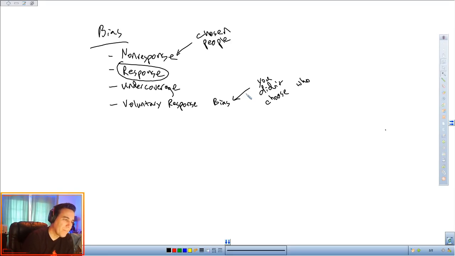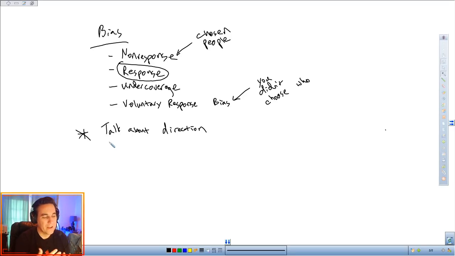Remember, when you talk about bias, if they ever ask you about bias in a problem, talk about direction. Talk about which way you think it's biased. So that's something to make sure of. In that example I gave you, I think we would have a higher number than we really would have in our society.